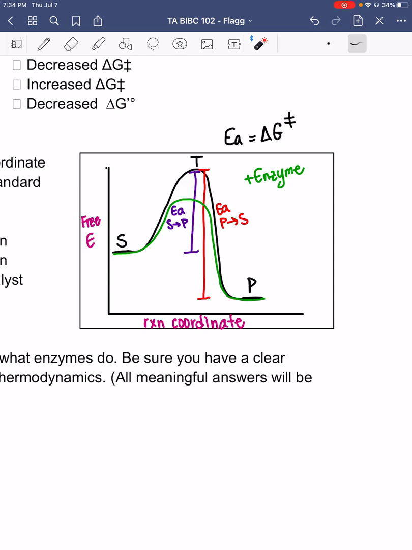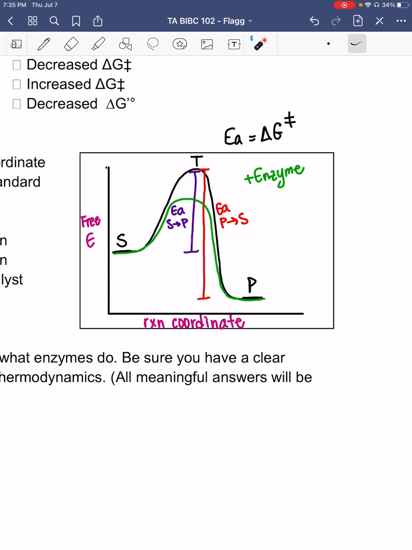Okay? Because of this, the reaction will now be faster. That is why we are talking about kinetics, right? It's going to be faster. But the concentrations of products and substrates under standard conditions will not change because the enzyme does not change delta G prime naught. It does not change it.